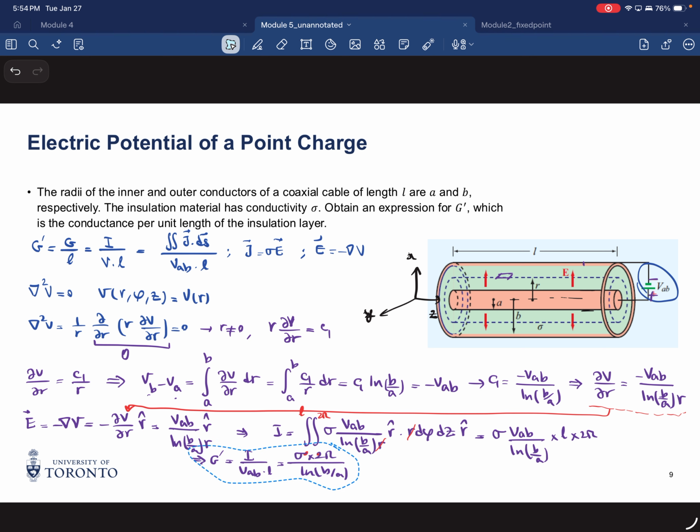Do you see it? Write it down, and then I move it back. Okay. Any questions?